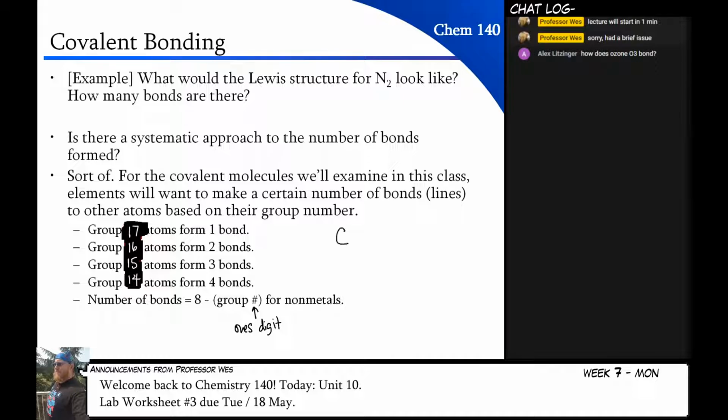For example, if I have chlorine, chlorine is in group 17. I'm going to make one bond. If I have oxygen, I'm going to make two bonds. And that might be the same atom or not. Something like phosphorus, which is in group 15, can make three bonds. And something in group 14 can make four.